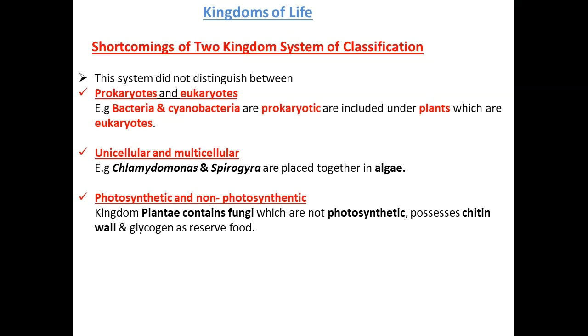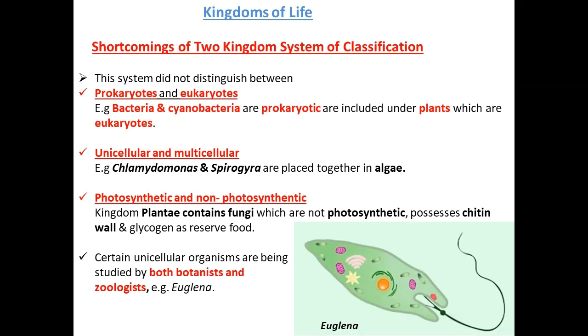Next is certain organisms, especially the unicellular organism Euglena, which is a connecting link between the kingdom Plantae and Animalia. It is studied by both botanists as well as zoologists because it is unicellular, photosynthetic, as well as heterotrophic, meaning it shows both auto and hetero modes of nutrition, but it is motile, having a flagella. So these are the main drawbacks or shortcomings of the two-kingdom classification.